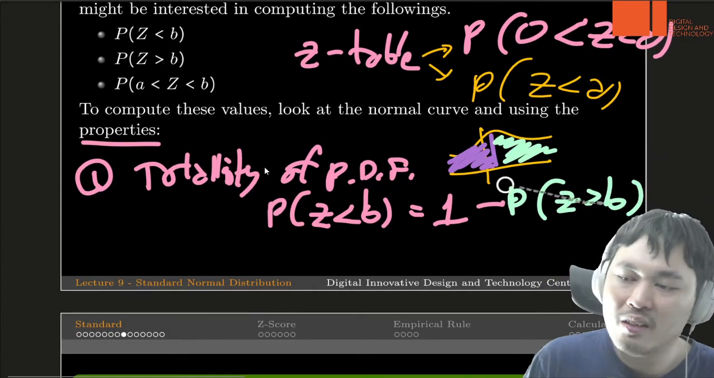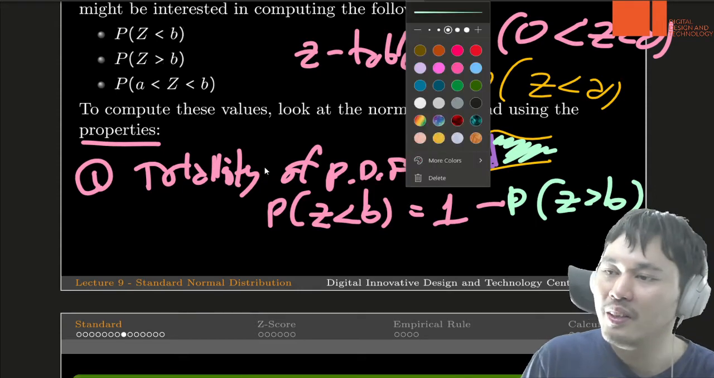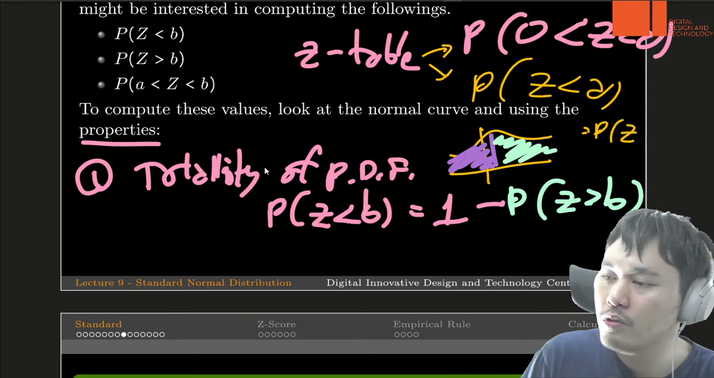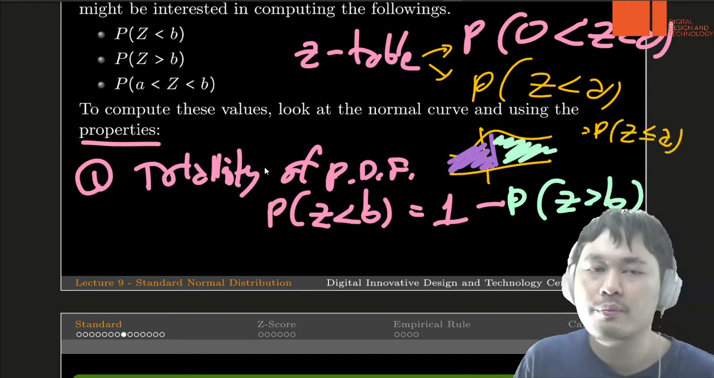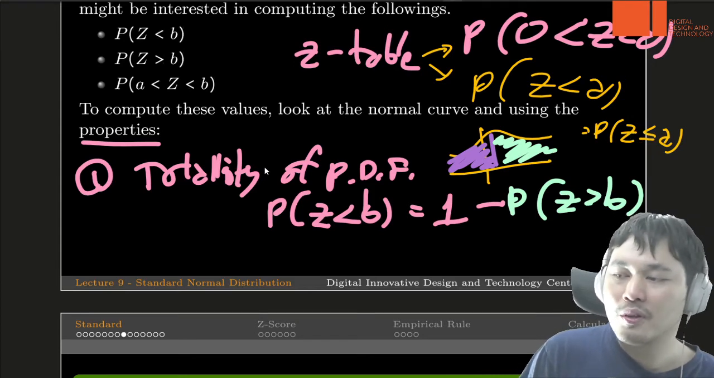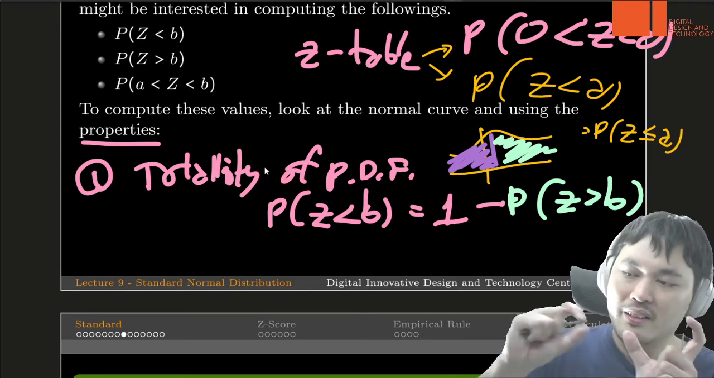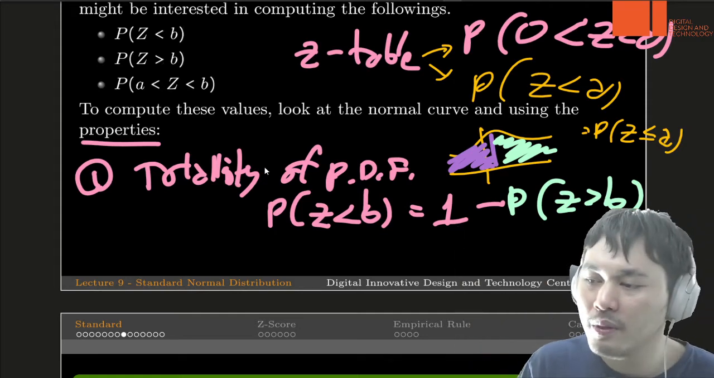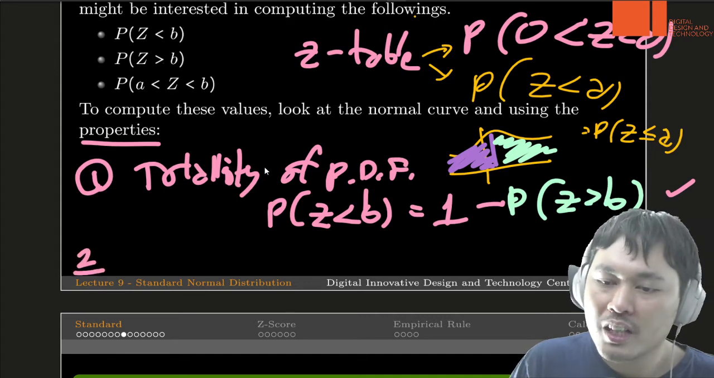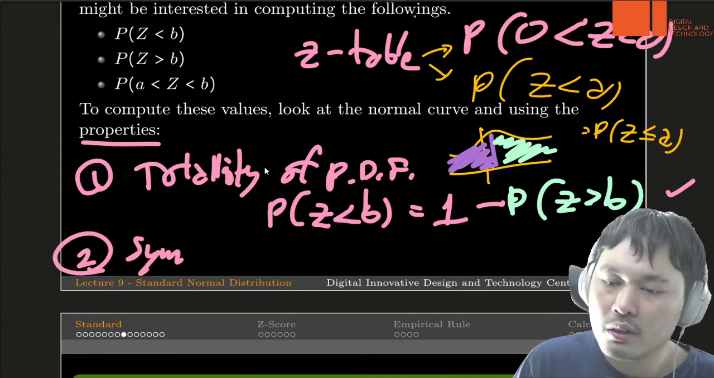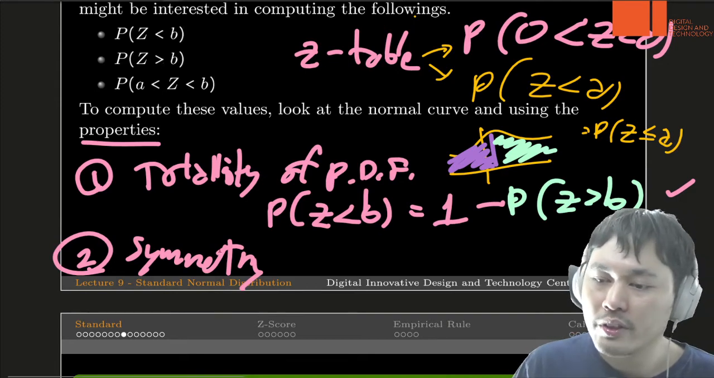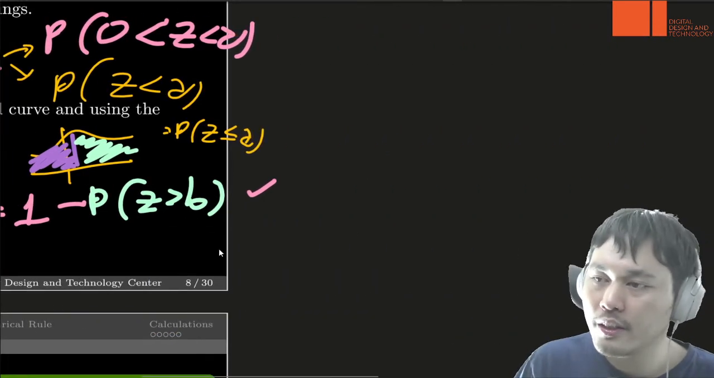Notice that I use the less than on both, because again, let me remind you that it doesn't matter if you use less than or equals, because it is impossible to get z exactly equal to a anyway. And so it doesn't matter if you remove that point from the graph. So that's one property to use. The second property is the symmetry. Symmetry means the area to the left and to the right are the same.